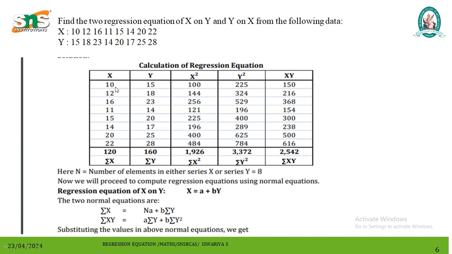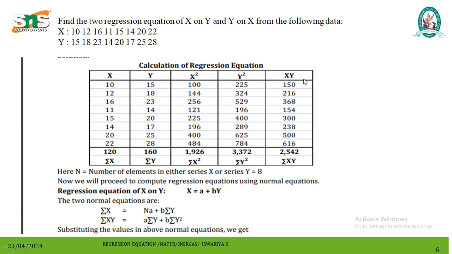For example, the first value is 10. By squaring 10, we get an answer as 100. And the second value is 12. By squaring 12, I get an answer as 144. Likewise, we have to square all the values of x to obtain the value of x square. Next, we have to find the value of y square. To obtain the value of y square, we have to square all the values of y. By squaring the value 15, I get an answer as 225. Likewise, we have to square all the values of y to get the value of y square.